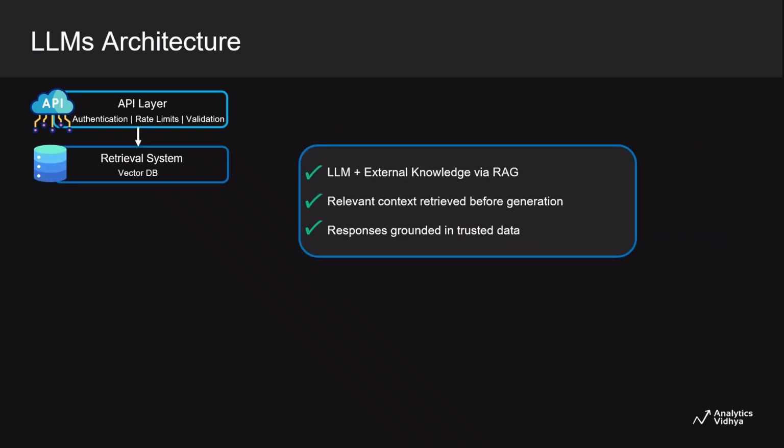After passing the API layer, the request moves to the retrieval system. Modern AI systems usually do not rely only on the language model's training knowledge. Instead, they retrieve relevant information from external data sources. These sources could be internal documents, knowledge bases, or databases. To perform this search efficiently, the system often uses a vector DB. The vector database helps find documents that are semantically similar to the user's query.